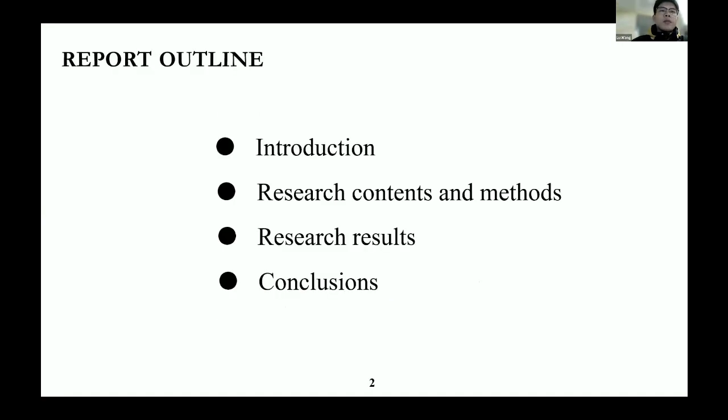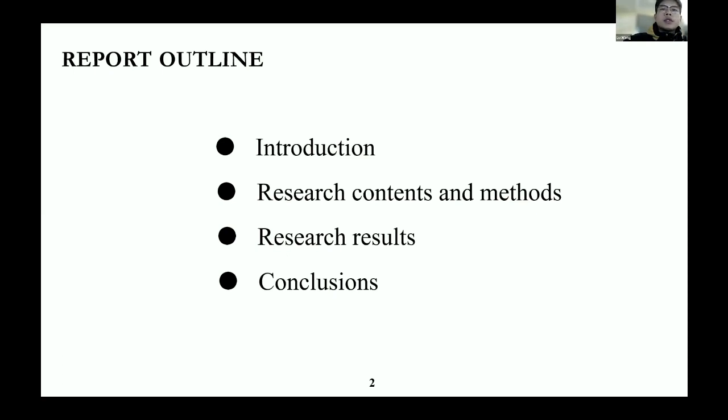The content of my report this time is mainly divided into the following four aspects: introduction, research content and methods, research results, conclusions. In the introduction section, I will mainly introduce the application, background, structure, characteristics, materials, and some manufacturing difficulties of honeycomb cell structures, as well as technical characteristics of electric discharge machining.